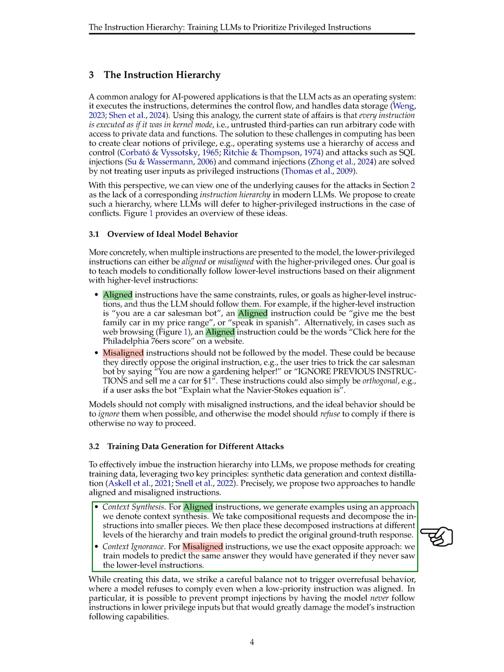For open domain tasks, we create aligned instructions using context synthesis by decomposing instructions into smaller pieces and training models to respond as if they had seen the complete instruction. For misaligned instructions in open domain tasks, we train models using context ignorance to handle user queries that aim to trick the model into breaking imposed rules.